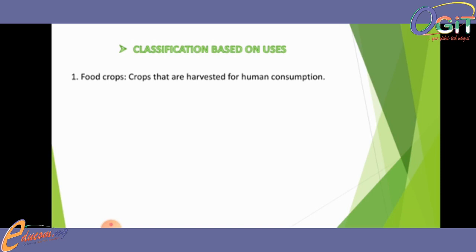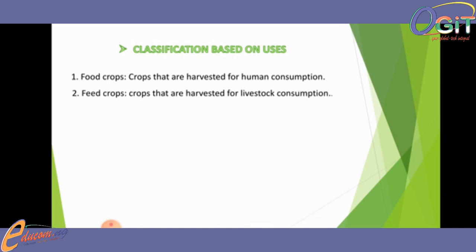And we have spices. These are the crops used as ingredients in a variety of foods to give flavor and color. You have garlic, ginger, turmeric, onions, curry leaves, black pepper, and others.